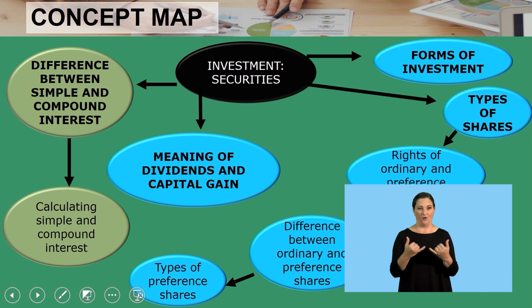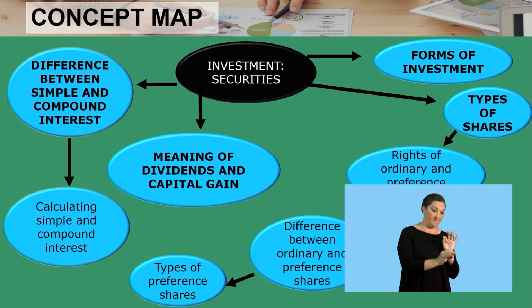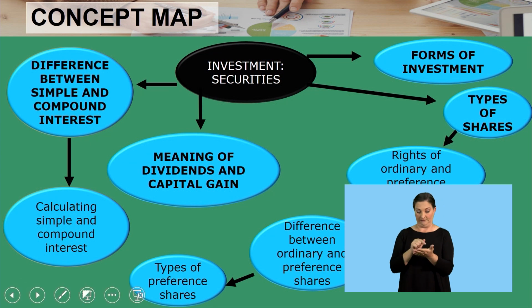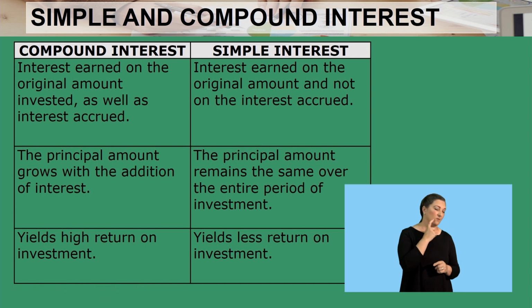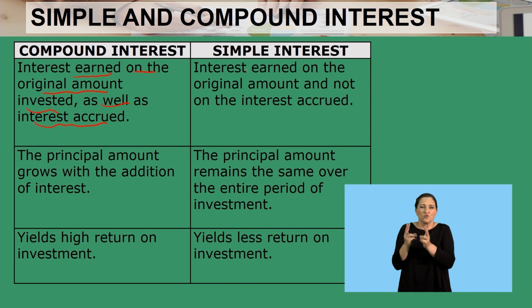Then we look now into differences between simple and compound, then look into the calculation. Now, what is the difference between simple and compound interest? Compound interest: interest is earned on the original amount invested as well as interest accrued. Whereas simple interest is earned on the original amount, not on the interest accrued.